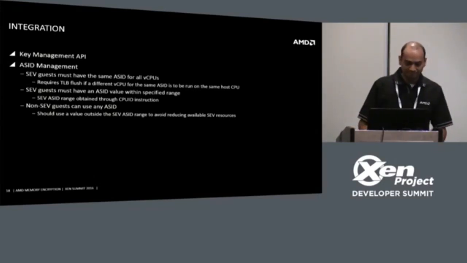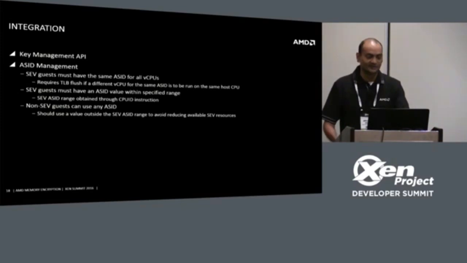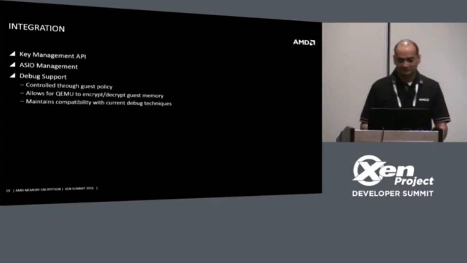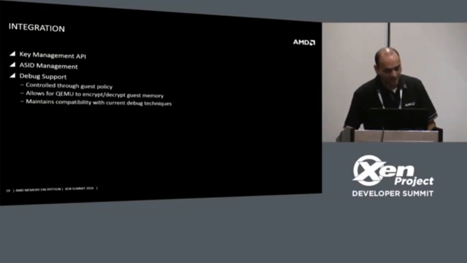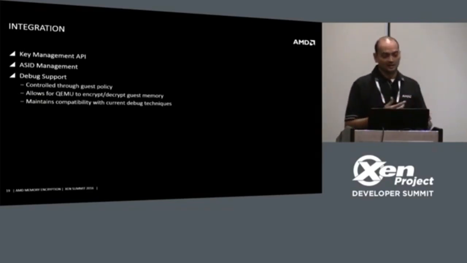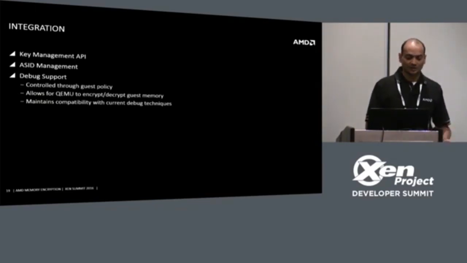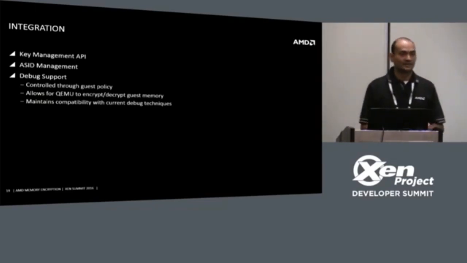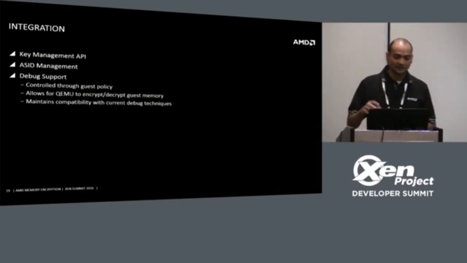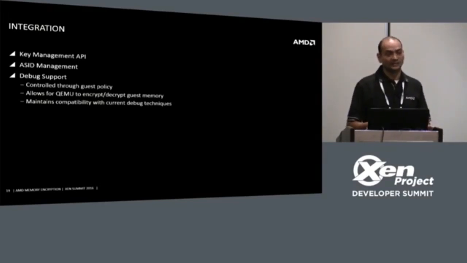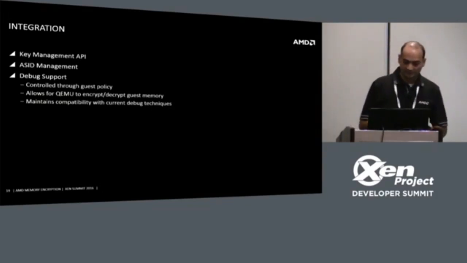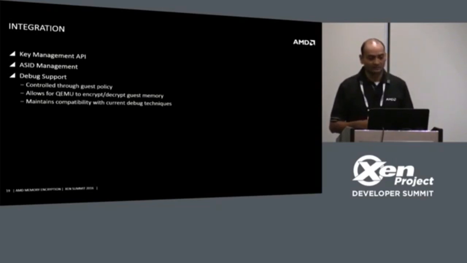And of course, non-SEV guests are free to use those ASIDs, but they will just eat up the resources. And similarly, the debug has support. I don't know much about how Xen debug is done, but I know in QEMU, for example, you can use the XP command to dump the memory, or you can use a GDB server. And these debug APIs can very seamlessly be integrated inside QEMU to read and write the guest memory, so that we still have that old backward compatibility.